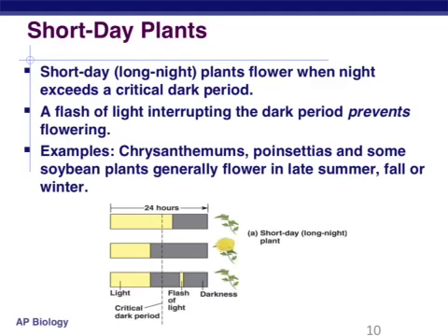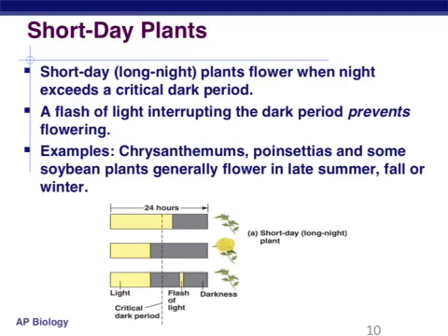So short day plants, or long night plants, only flower when night or dark exceeds a critical period. So when we have mostly dark in a 24-hour stretch of time. If that dark period is interrupted at any time by light, then it's going to prevent those plants from flowering. So short day plants flower best when they're not exposed to long periods of light. They flower when they're exposed to long periods of dark, in other words.